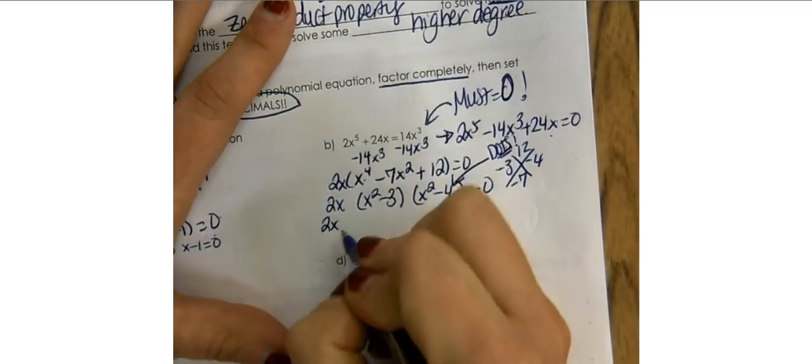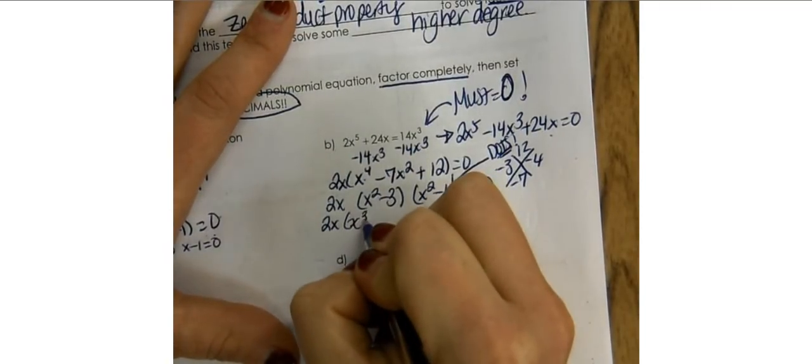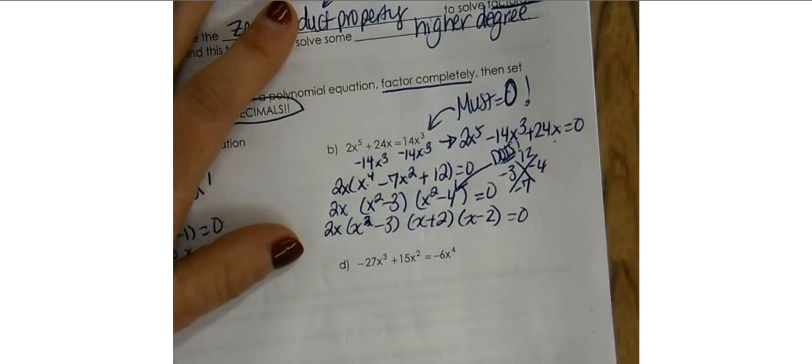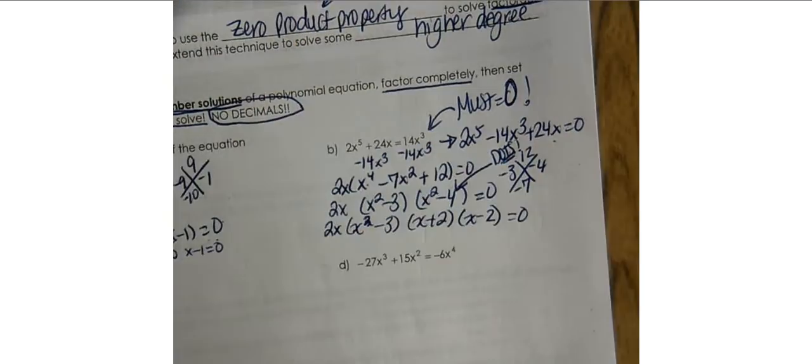Well, you are not done because x squared minus 4, that is a difference of 2 squares. So we'll have to factor that even further. So we have 2x times x squared minus 3 times an x plus 2 times an x minus 2. That's going to be equal to 0. So every single portion is going to be set equal to 0.